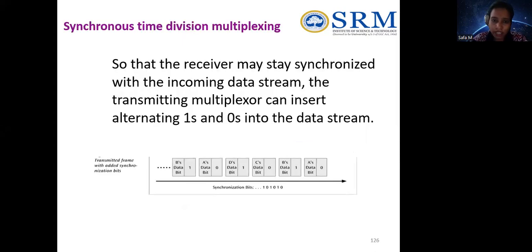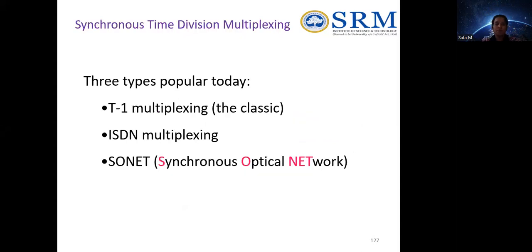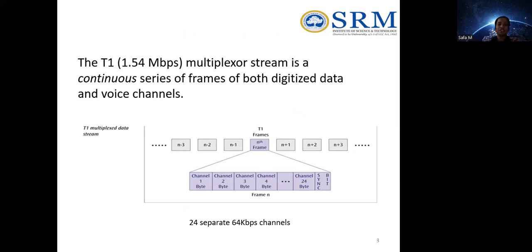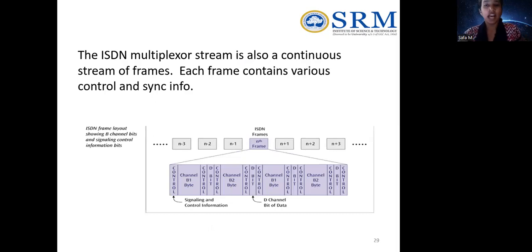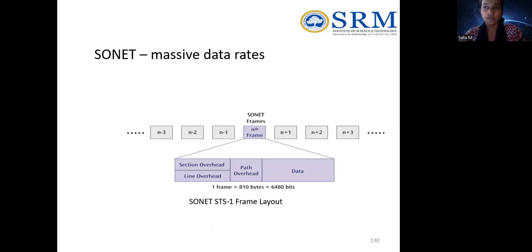In synchronous time division multiplexing, even alternate data, zeros and ones, can be sent, and we can transfer the information. Three types are popularly used: T1 multiplexing, ISDN multiplexing, and SONET. T1 multiplexing is a continuous series where both digitized and voice data are used. We can use frames like the nth T1 frame. Every frame has 24 channels, each separated by 64 kilobits per second, and we have the channels with the control bit and D bits, and we transfer the information.